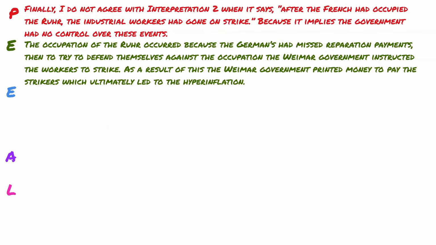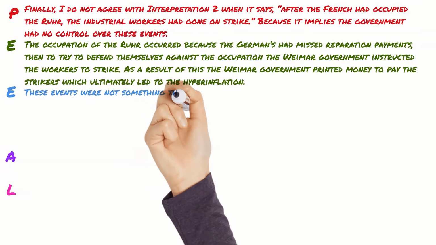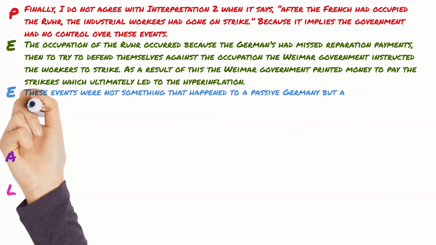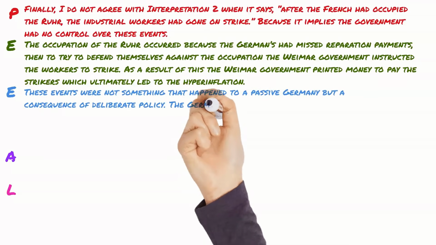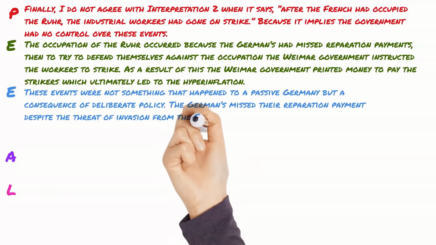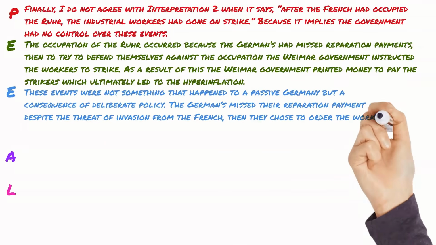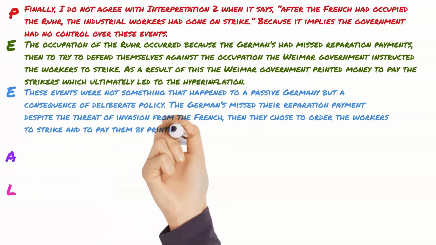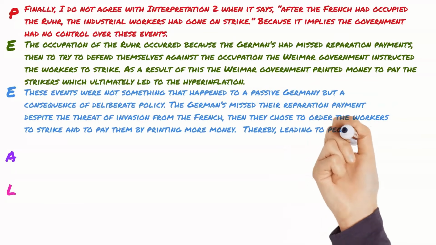Now I've got my evidence, I need to explain how it links to the focus of the question, and to my own point, and this is so important. I've put, these events were not something that happened to a passive Germany, but a consequence of deliberate policy. Germans missed their reparation payment despite the threat of invasion from the French, and then they chose to order the workers to strike and to pay them by printing more money, thereby leading to people losing faith in the government.